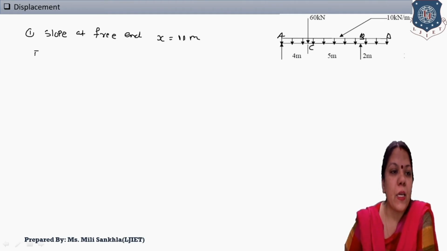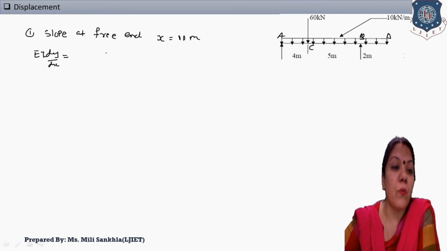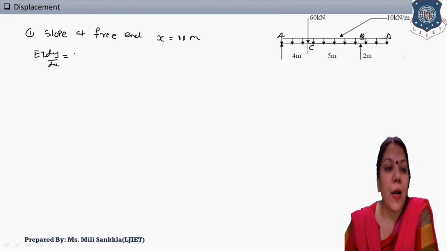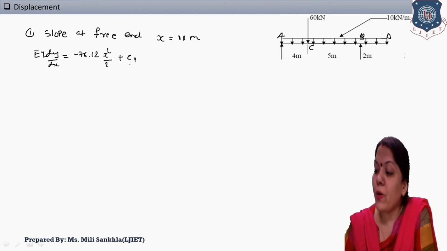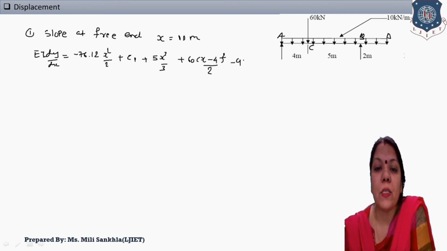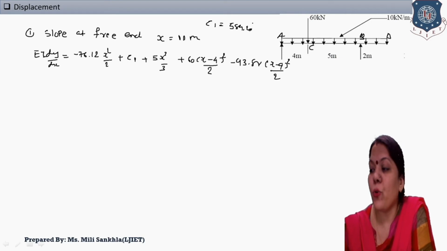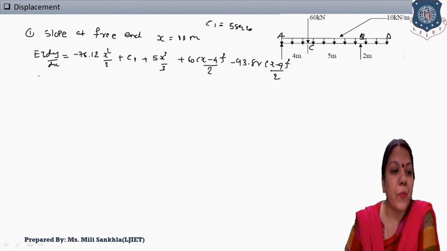Okay, now EI dy by dx is equal to, first our equation, the value of this dy by dx is equation number 1, dy by dx, that is equal to minus 76.12 x square by 2 plus C1, then plus 5 x cube by 3, second 60 x minus 4 square by 2, and minus 93.88 x minus 9 square by 2, and value of C1 we find out, that is C1 is equal to 584.20.